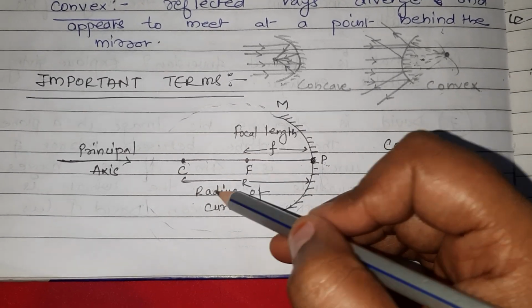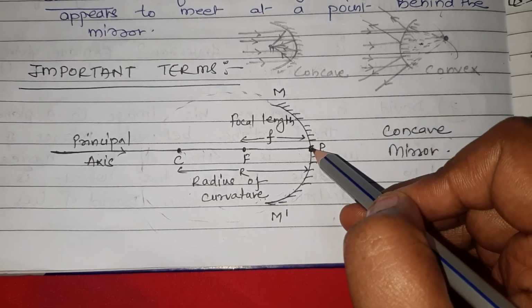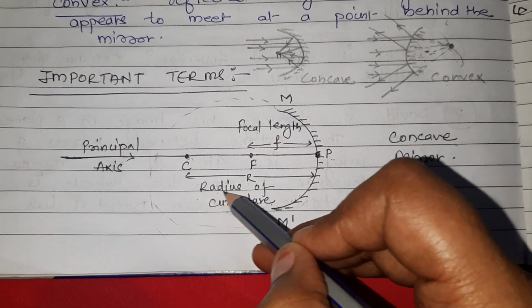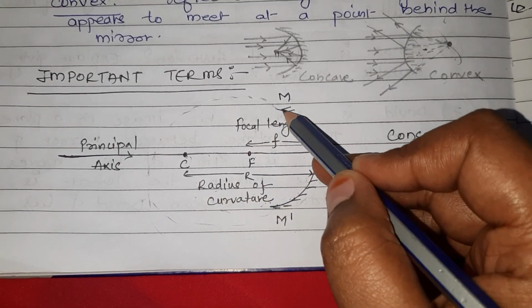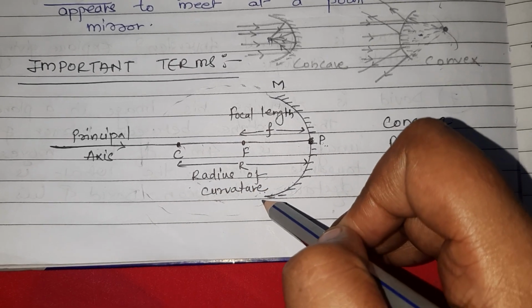After that, what do you mean by radius of curvature? The radius of the sphere is nothing but the radius of curvature. This imaginary sphere's radius is nothing but the radius of curvature.